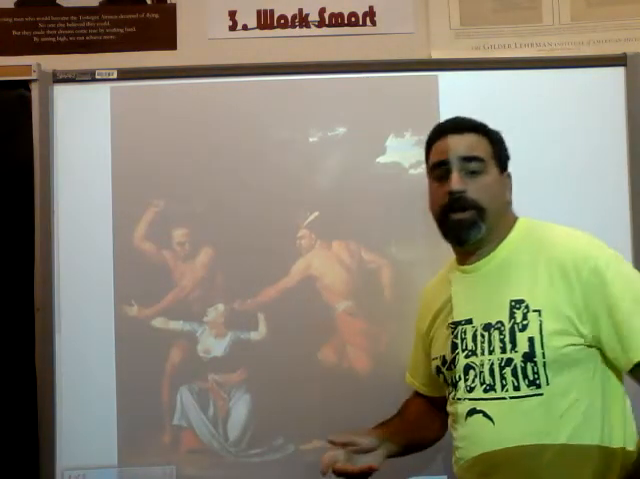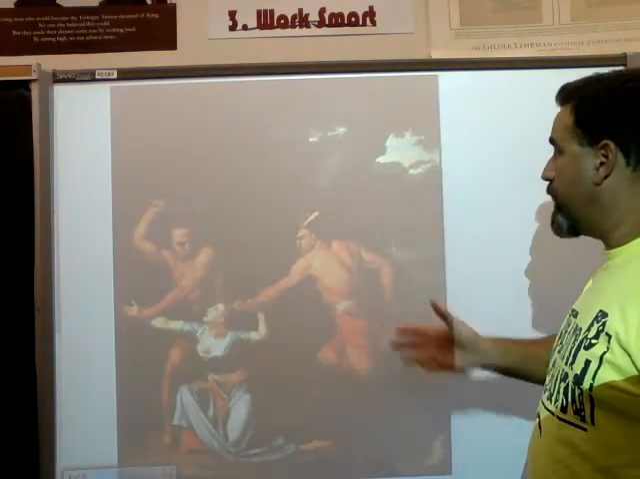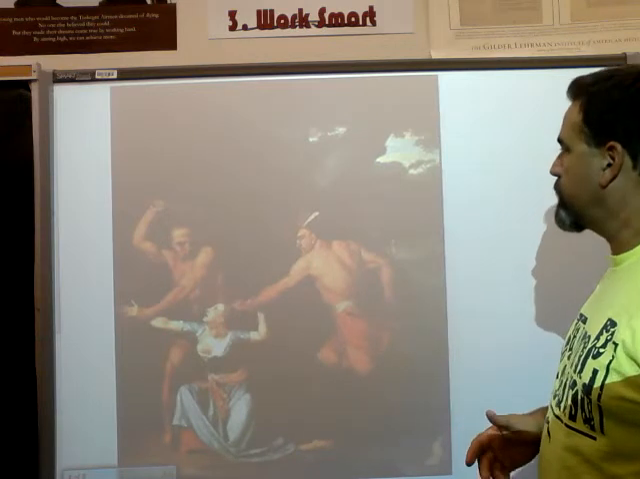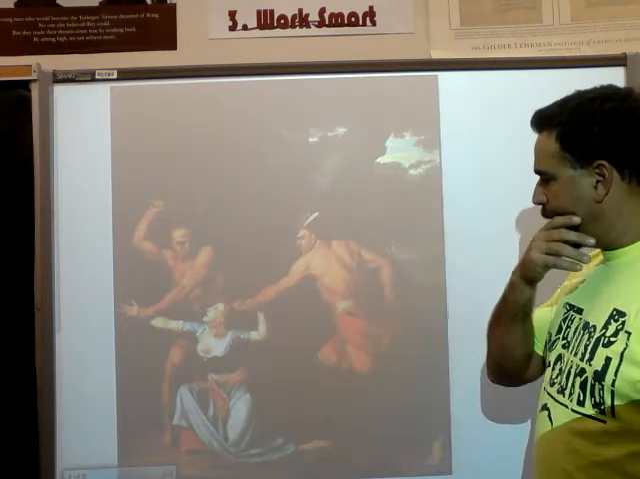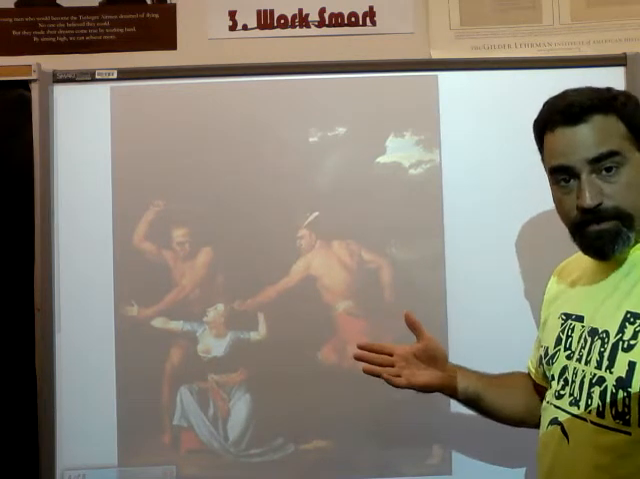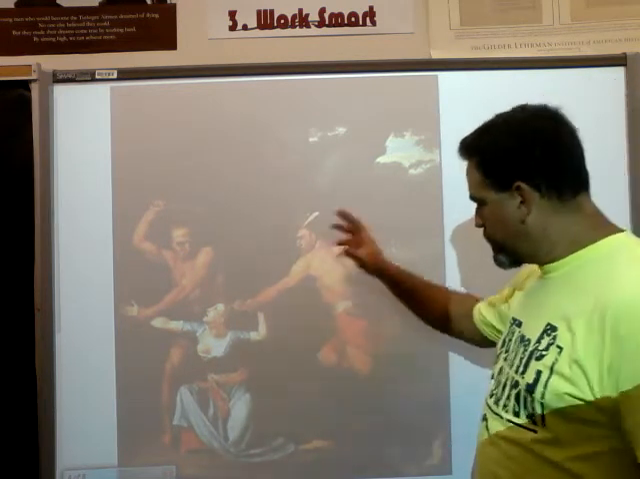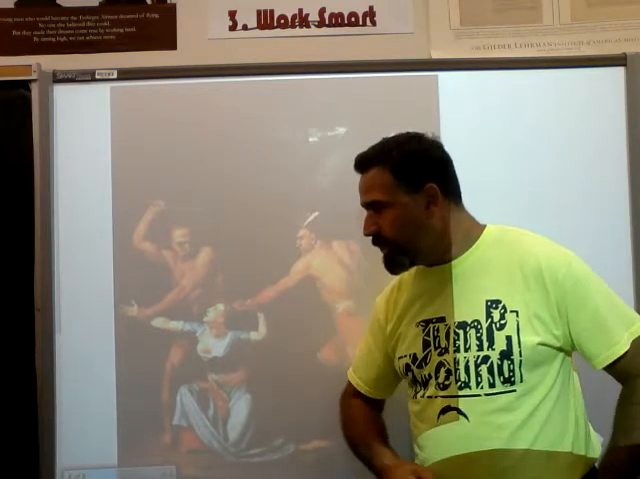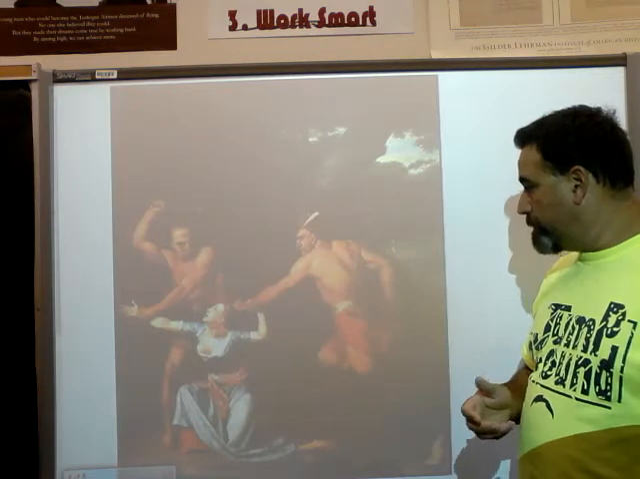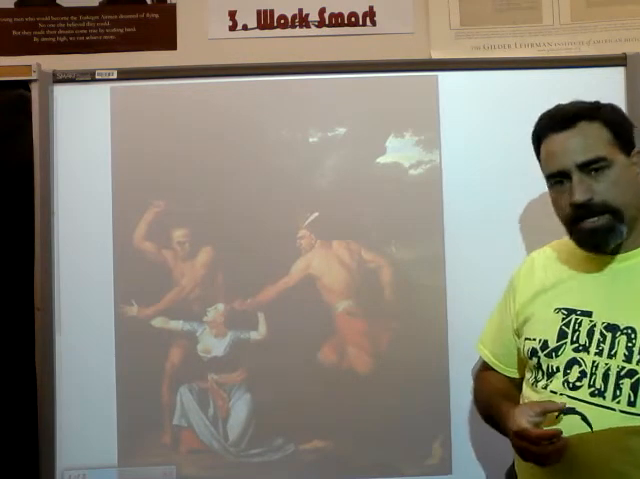Contrast this to a later period. This is a painting that comes from, I believe, the mid-19th century. And it kind of gives you an idea of, I'm looking at this as a document, once again, and I'm seeing, okay, well, these are clearly savage Indians. They're about to tomahawk this innocent white woman. There's a sense of brutality here.